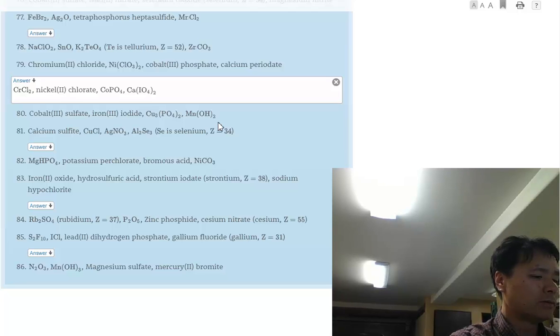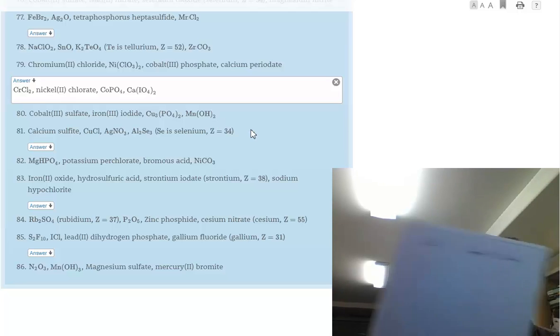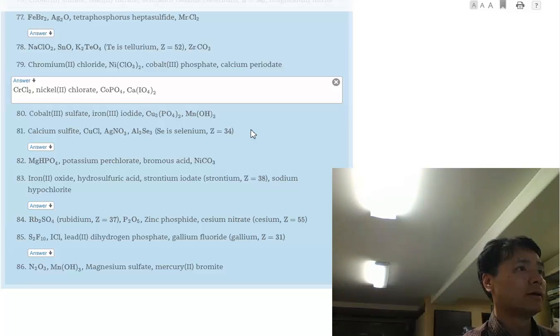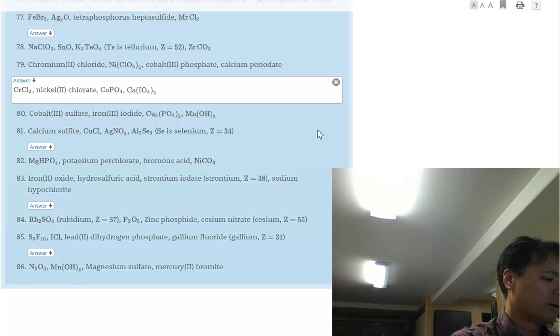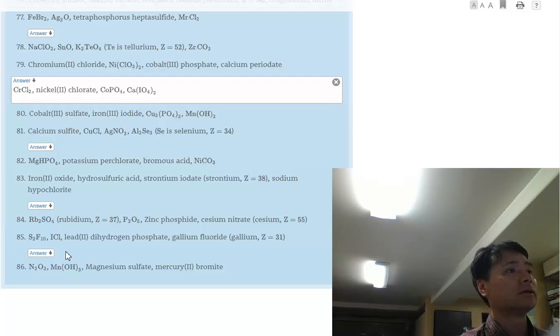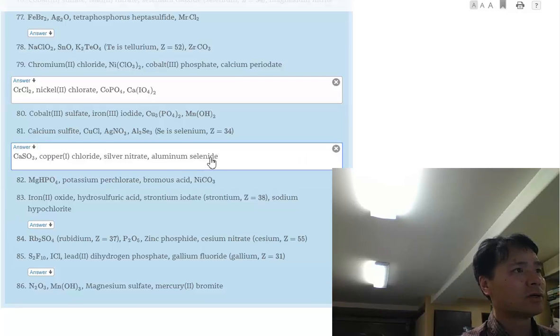Silver is fixed charge, and then NO3 would be a nitrate. So this is going to be silver nitrate. Nitrate's a -1, silver is +1. Balances all out. Al2Se3. Oops, the answers are there, sorry. Al2, aluminum is fixed charge, so aluminum, and then Se is a 2 minus, it's aluminum selenide with a D. There we go, aluminum selenide.